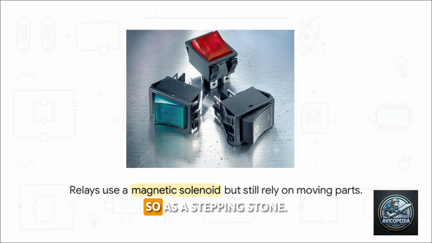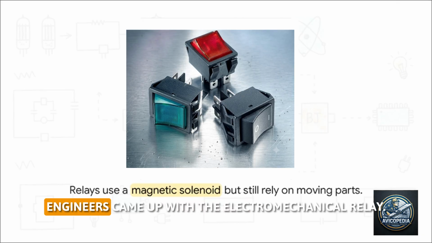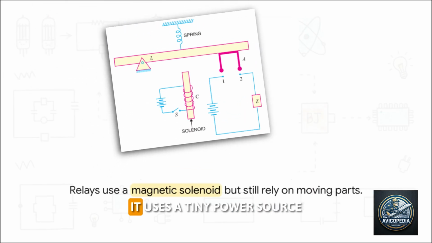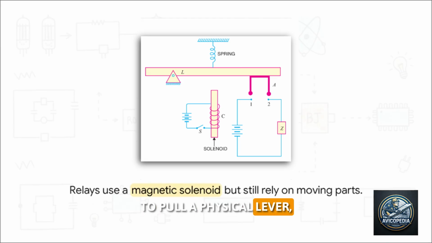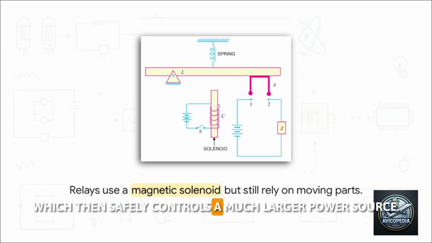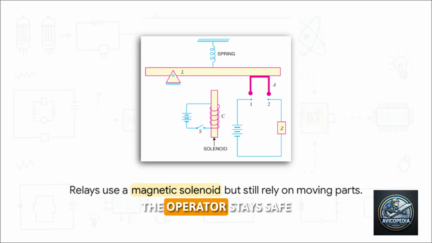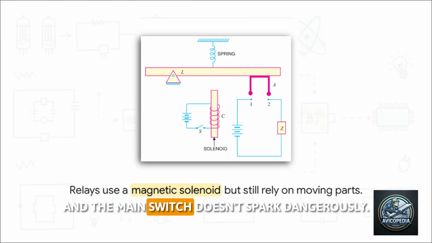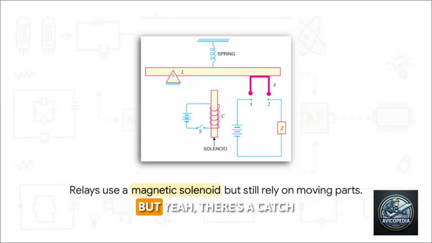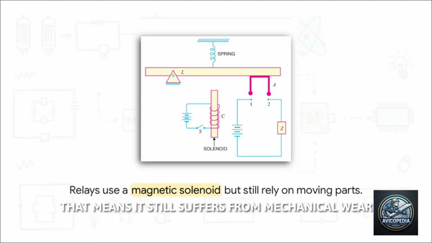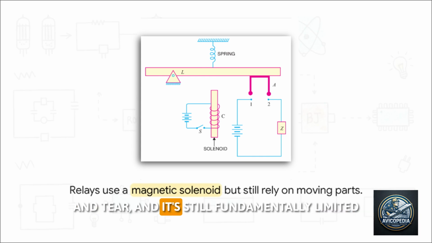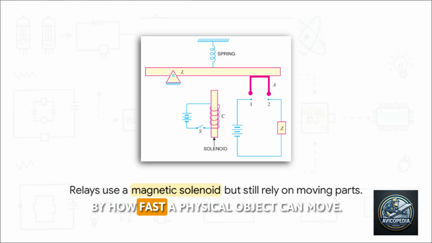So, as a stepping stone, engineers came up with the electromechanical relay. It's actually a pretty clever workaround. It uses a tiny power source running through a magnetic solenoid to pull a physical lever, which then safely controls a much larger power source. The operator stays safe, and the main switch doesn't spark dangerously. But, yeah, there's a catch. It still relies on a physical lever, a spring, and an armature. That means it still suffers from mechanical wear and tear, and it's still fundamentally limited by how fast a physical object can move.